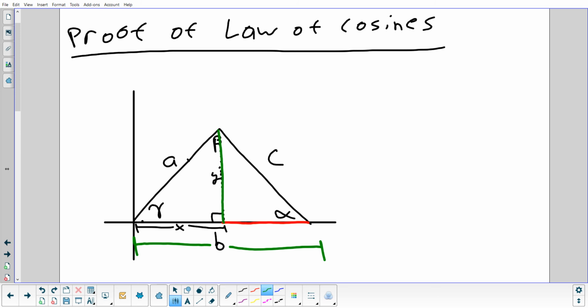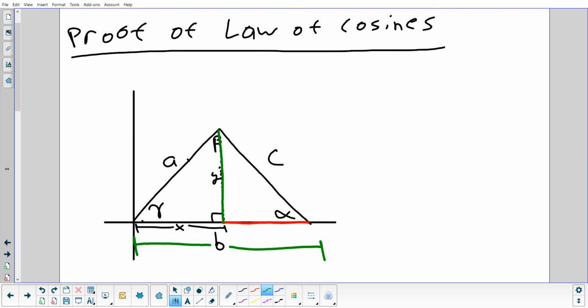Y in this case represents just the height of the triangle. It's that line segment in green. And that line segment is perpendicular to B. Because it's perpendicular to the base and it goes to one of the vertices, that's the height.